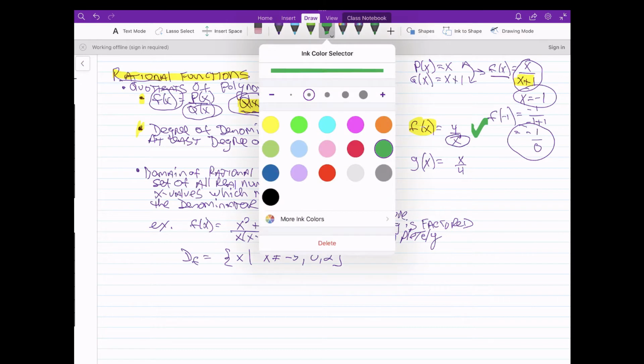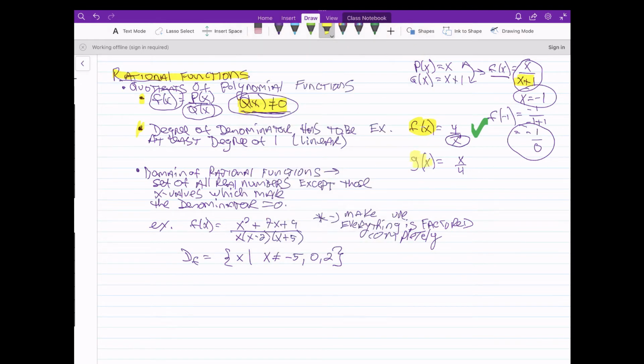If we looked at the second one now, if we came down to g of x, and I looked at the denominator here, I don't have a variable in the denominator, I have a constant term, and we know that any constant term is always degree 0.